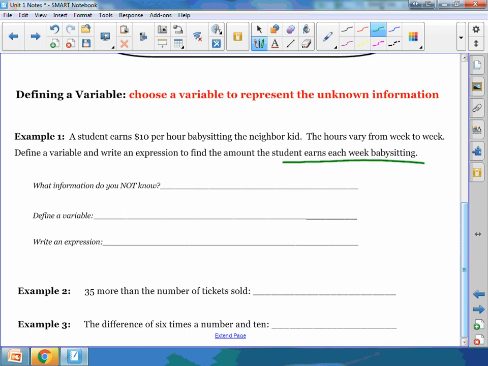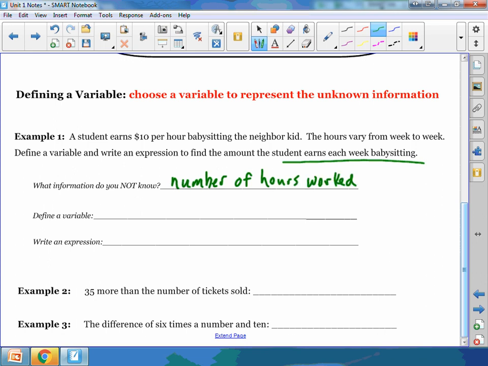You tailed off there. How many hours what? Exactly. How many hours did they work? How many hours did they babysit, right? So what information do you not know? I'll put: number of hours worked.